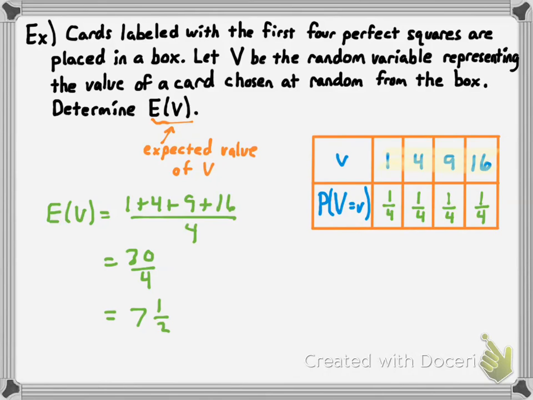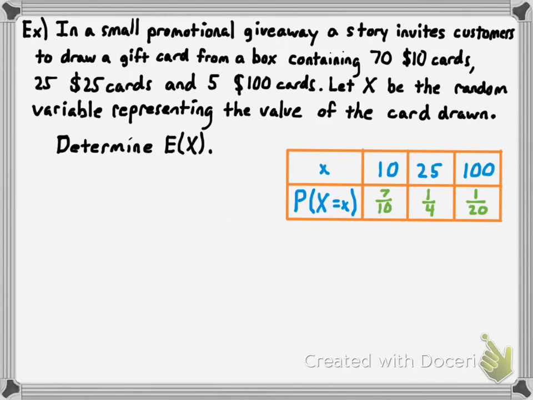Now let's see what happens whenever the outcomes don't have equally weighted probabilities. In a small promotional giveaway, a store invites customers to draw a gift card from a box containing 70 $10 cards, 25 $25 cards, and 5 $100 cards. And X is going to be the random variable representing the value of the card drawn.